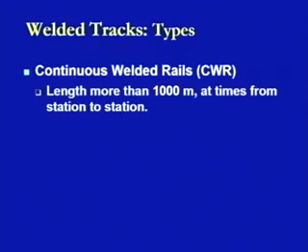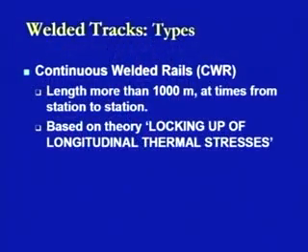What happens is, in the case of the short welded rails, as we have seen, the length is up to 130 meters, whereas in the case of long welded rails the length may go up to 1000 meters. Now, this is a further category where the length can go more than 1000 meters, and there are even sections where the rails have been provided in welded condition from one station to the other station, going to certain kilometers continuously. And this is based on locking up of longitudinal thermal stresses.